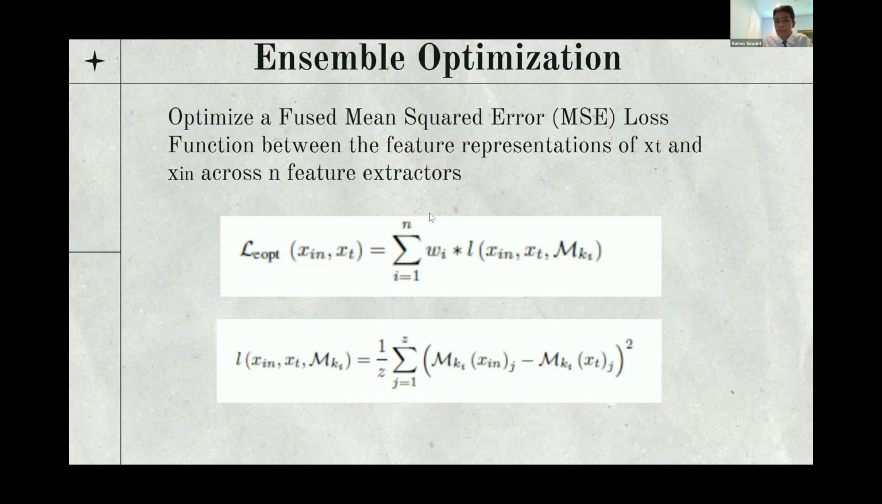So for the ensemble optimization, what we attempt to do is minimize a fused mean squared error loss between the feature representation of our target image and our input image across N feature extractors.